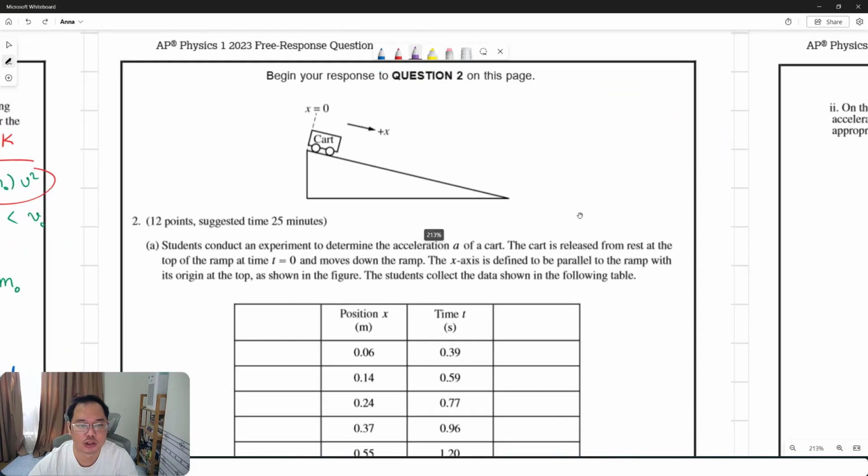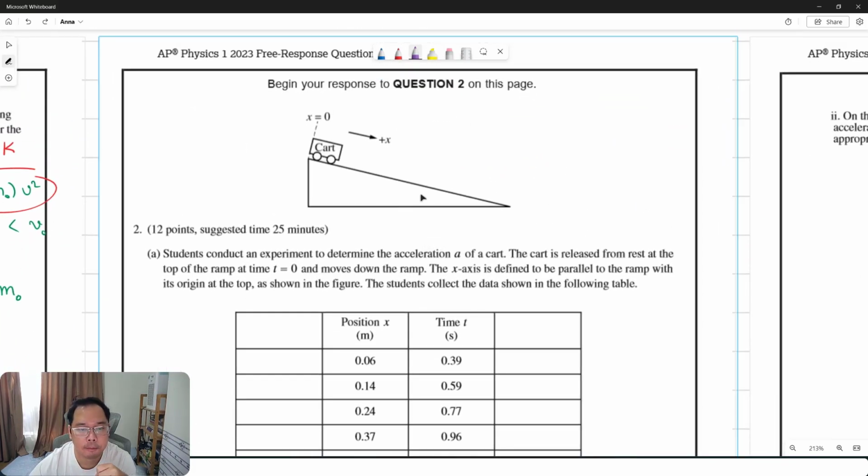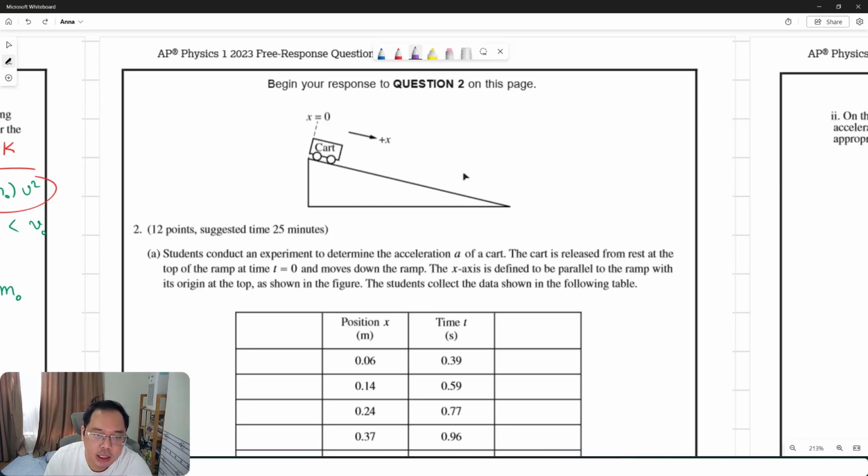Okay, let's move on to question 2 here. This is a problem about the motion of a card on an inclined plane. We see that the card starts from the top of the incline, the initial position is x equals 0. The student conducts an experiment to determine the acceleration a of a card. The card is released from rest at the top of the ramp at time t0 and moves down the ramp. The x-axis is defined to be parallel to the ramp.